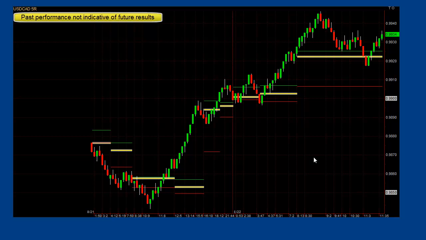All right, here's the dollar CAD. This is showing the 4-hour value area for the previous period, and it also shows the upper and lower value areas, which are where it basically spent 68% of its trading activity during the previous period, which in this case is a 4-hour bar.